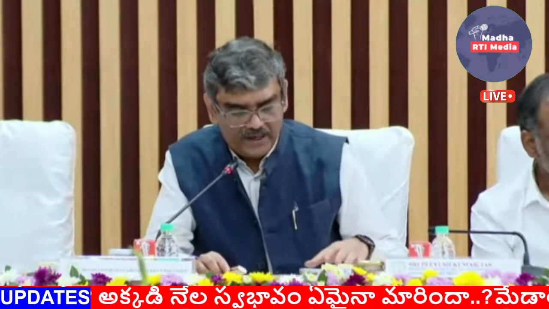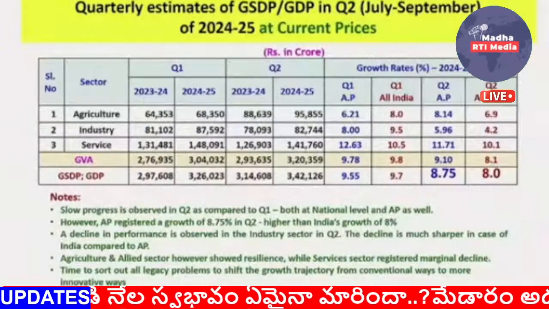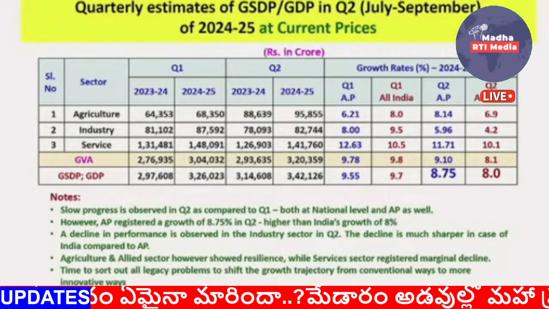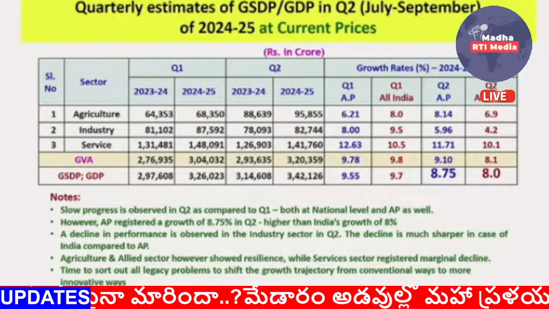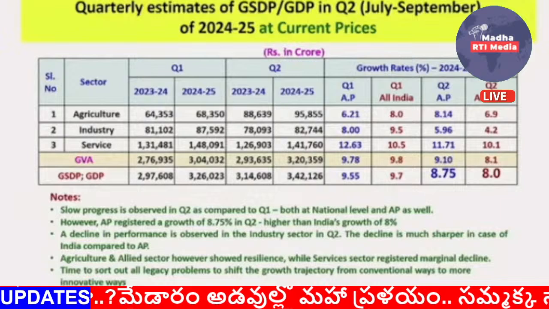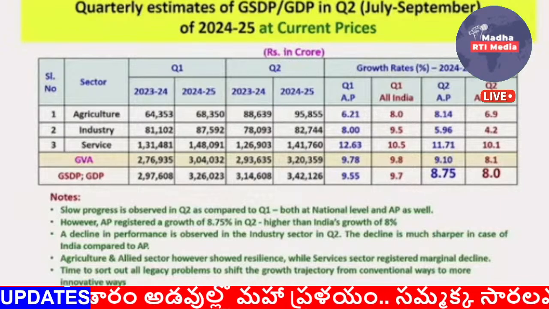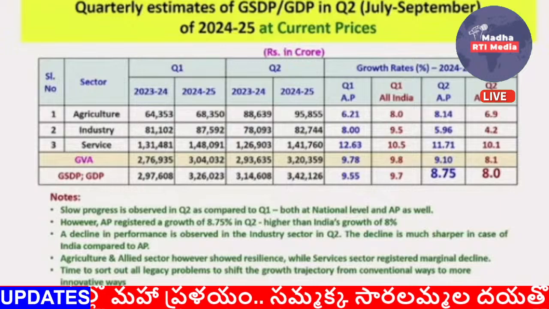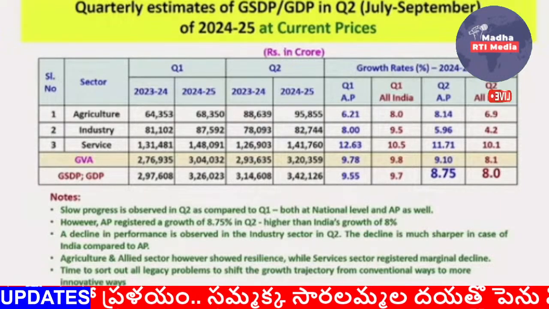Now, if we look at the current quarter, in the first quarter the all India growth was 9.7%, and we were slightly less, 9.55%. Now, in this quarter report, which has come last month, all India growth has been 8%, whereas we have grown at 8.75%. So we have done slightly better than the all India growth in this quarter.